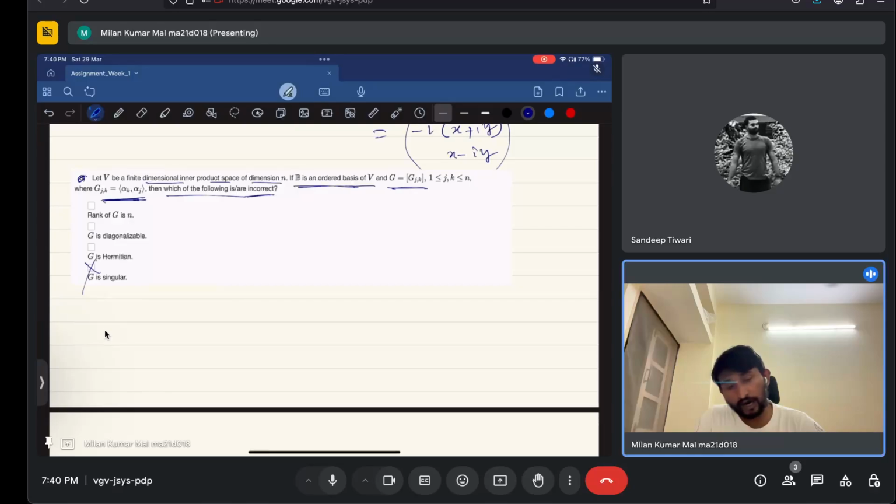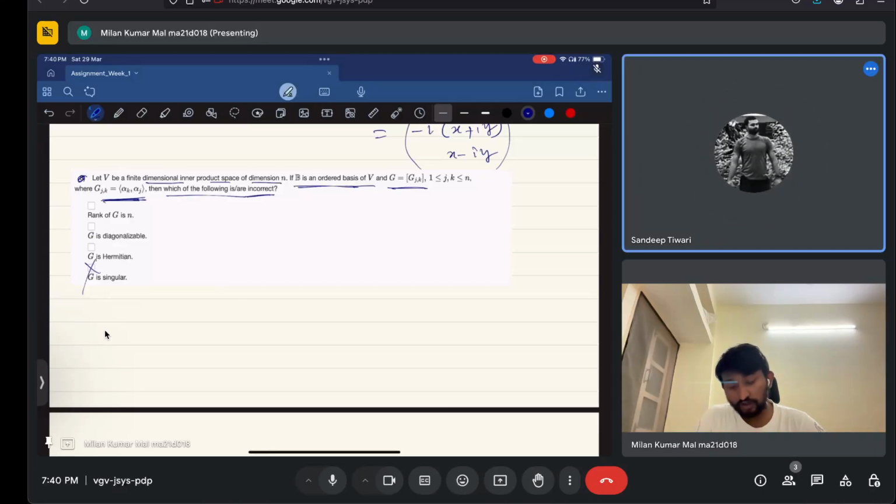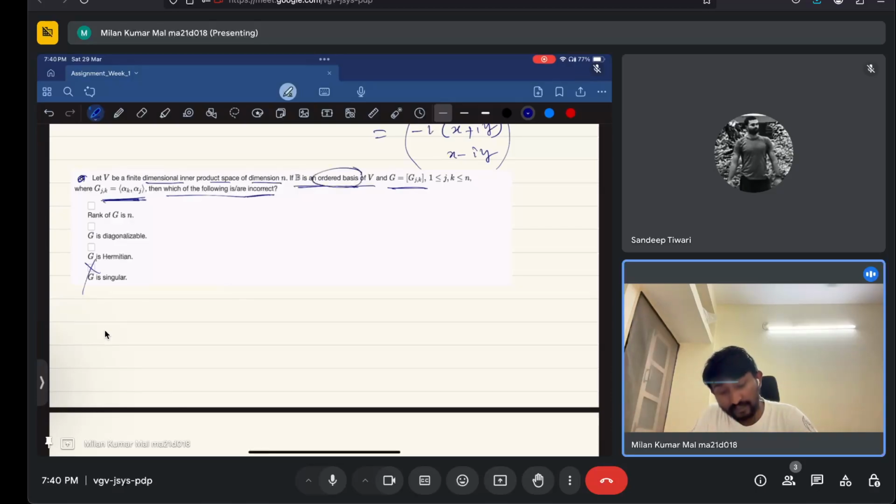The question is incomplete. Given an ordered basis of V, I can do the Gram-Schmidt orthogonalization, and after that we can do the orthonormalization. But we do not know alpha k, alpha j. It is also written that it is an ordered basis. Even so, I can take alpha 1, alpha 2, ..., alpha n as the orthonormal basis. If we assume they are an orthonormal basis, then it is clear that the rank of G is n, because in that situation the matrix will be the identity matrix.